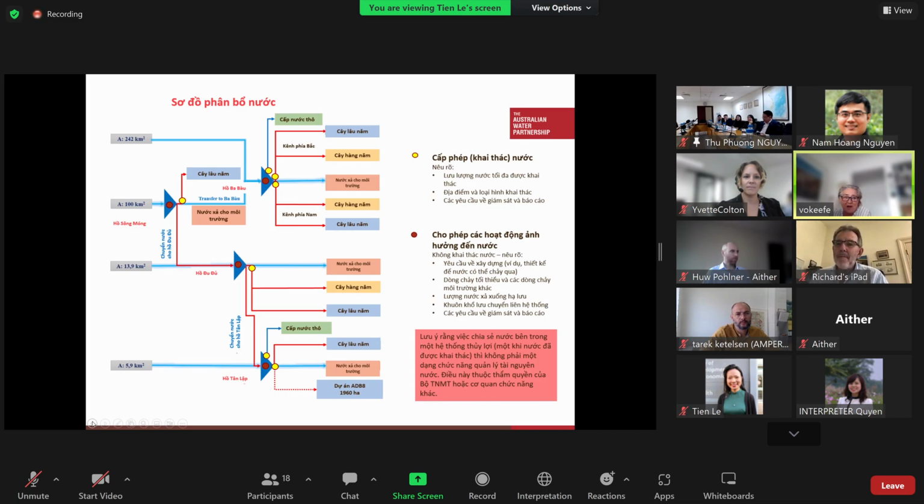I guess the whole point about licensing is thinking about what you're trying to do with it. It's to try and protect the water resource for current and future uses and the environment. And it's to give people some confidence that they have rights that they can invest on the back of.